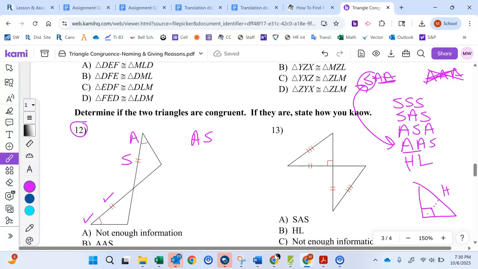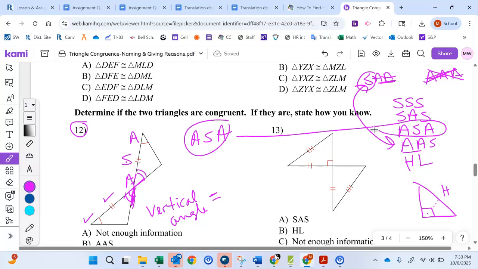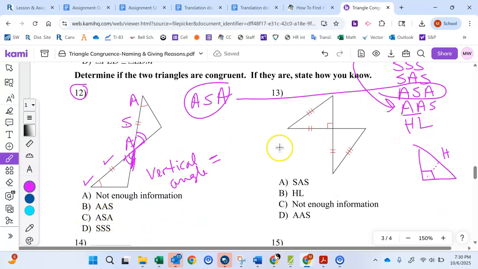Well, remember, when two lines cross like that, that is a vertical angle. Remember, vertical angles are equal, right? So that means this angle right here is the same as that. So that means we get this one over here. So angle, side, angle. Is that one of them? Yes, it is. Angle, side, angle. There we go. Okay, excellent.